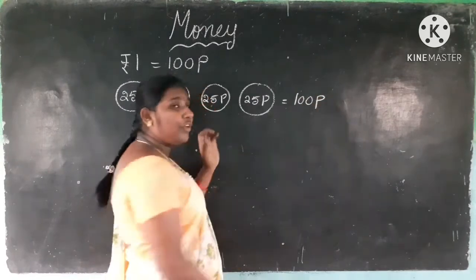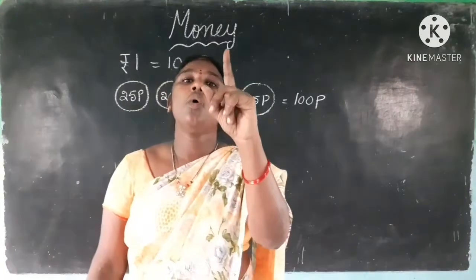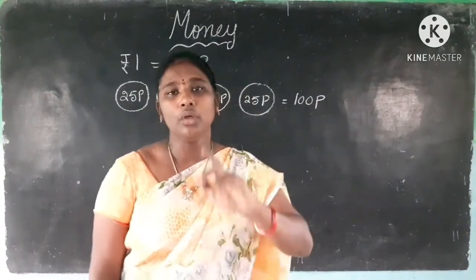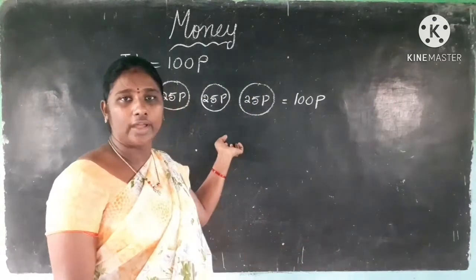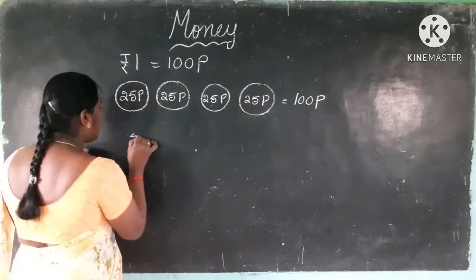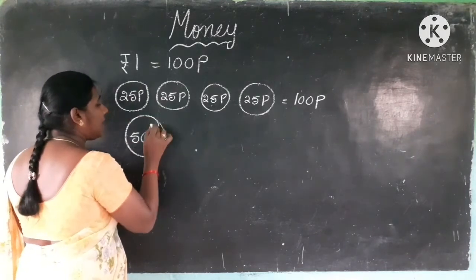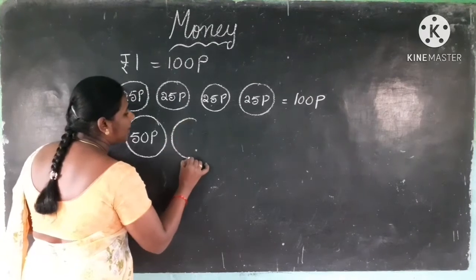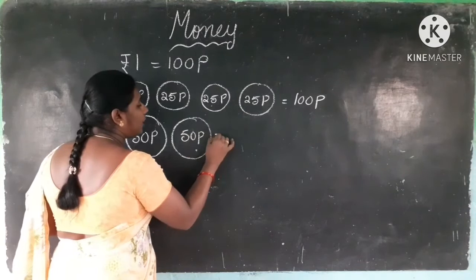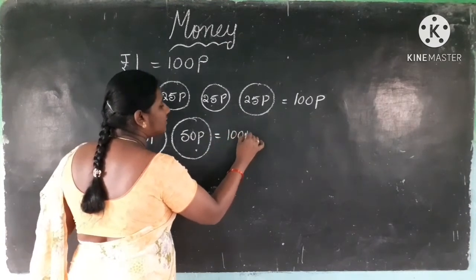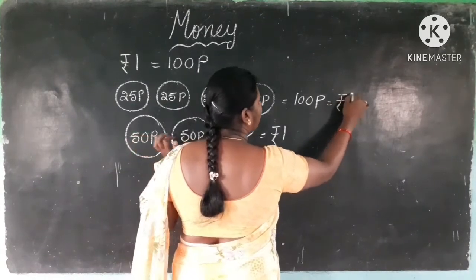That means if you have 4 coins of 25 paise with you, it is equal to 1 rupee. So nowadays we are not using these 25 paise coins. Next one, 50 paise coins. How many 50 paise coins make 100 paise? 2 coins of 50 paise make 100 paise. That means these 2 coins of 50 paise are equal to 100 paise. It is equal to 1 rupee.